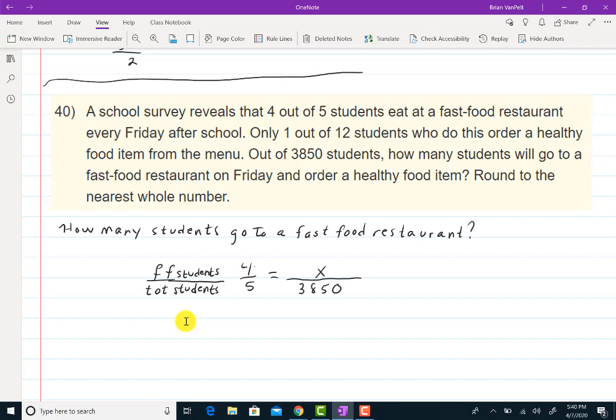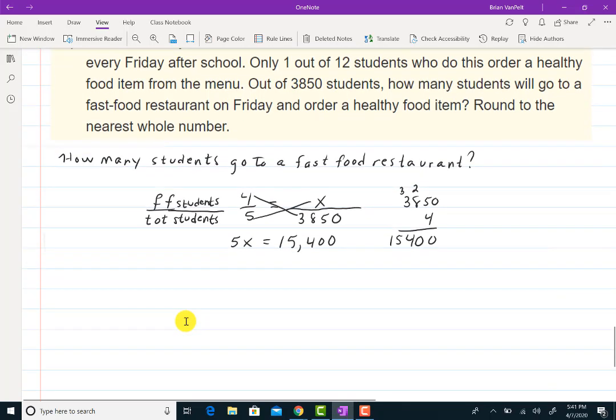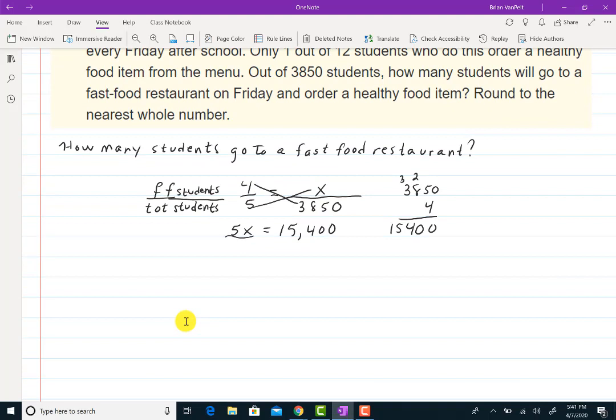So I will cross multiply. 4 times 3,850 equals 5x. The 4 times 3,850 I'll have to do off to the side. So it looks to me like I have 15,400. Now I'm not quite done yet. I need to figure out what x is, so I'll divide by 5.